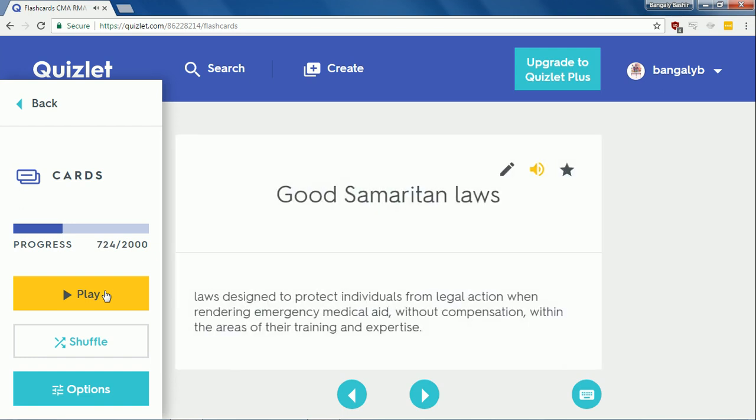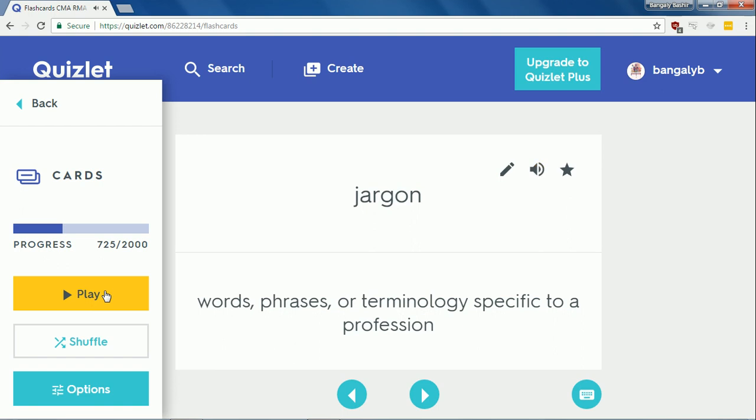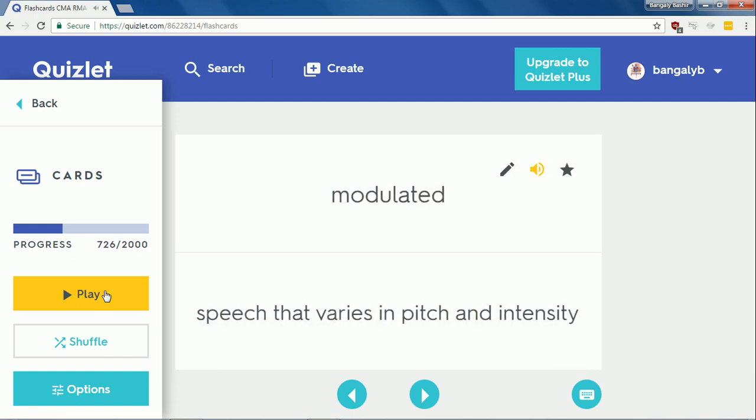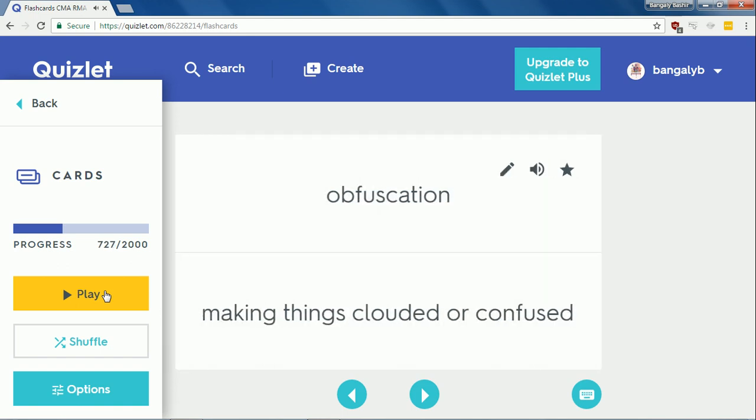Good Samaritan laws. Laws designed to protect individuals from legal action when rendering emergency medical aid without compensation within the areas of their training and expertise. Jargon. Words, phrases, or terminology specific to a profession. Modulated. Speech that varies in pitch and intensity. Obfuscation. Making things clouded or confused.